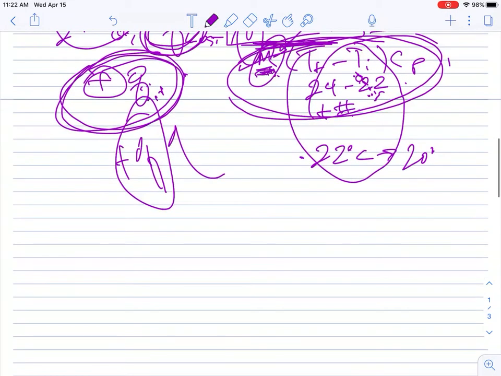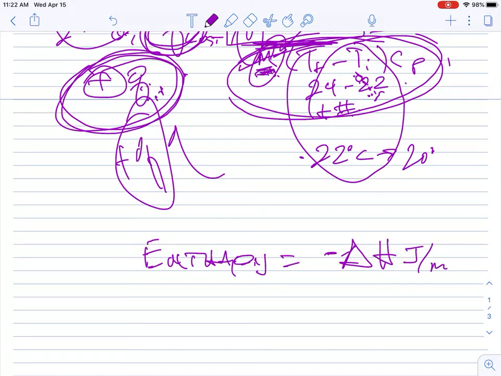Now, that leads us to an idea of enthalpy. So enthalpy is represented by delta H. And you have two potential things in terms of your delta H. Delta H can be positive or delta H can be negative. And it's joules per mole, okay? Or sometimes you see it in kilojoules if you're dealing with big numbers.